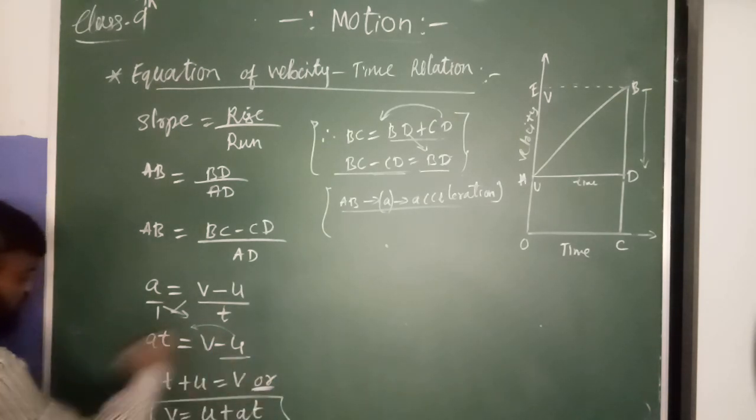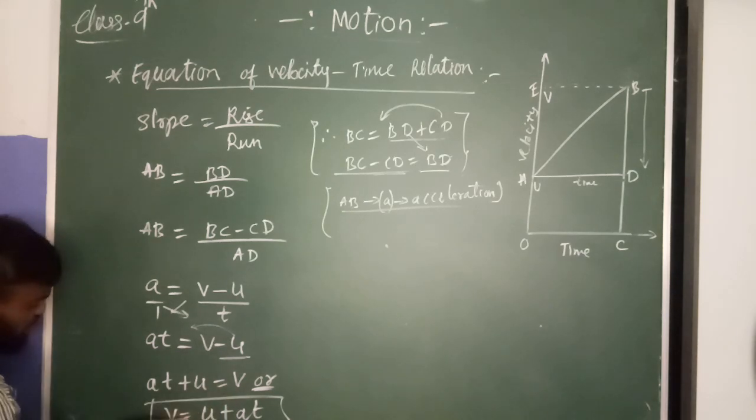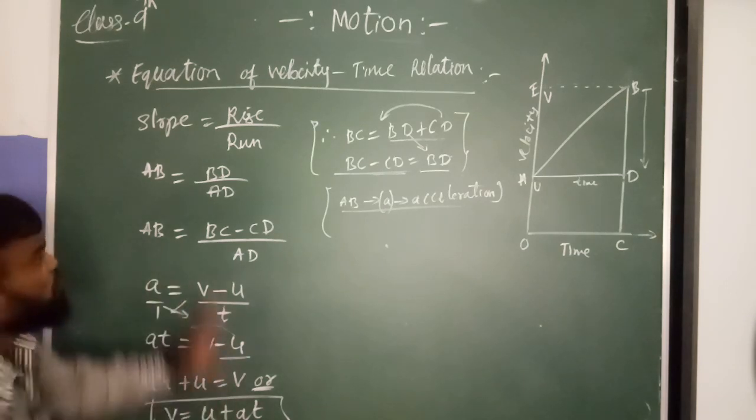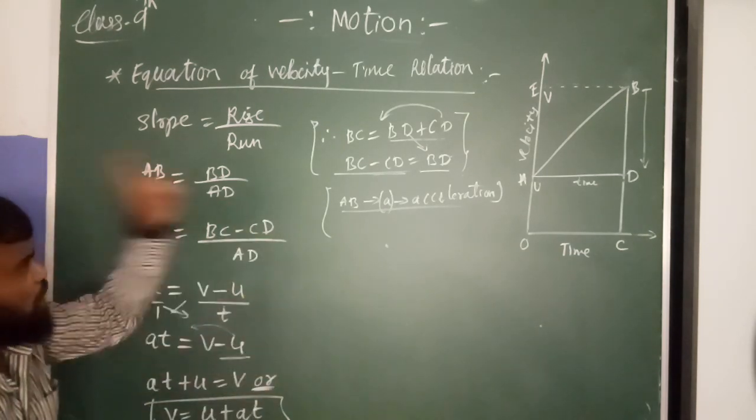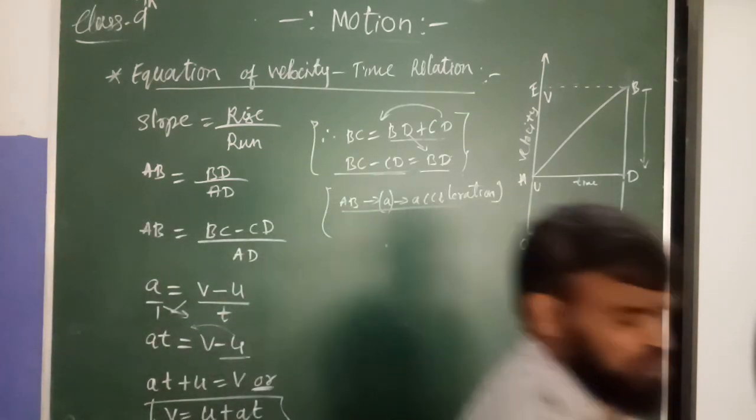Right? And we can rearrange, no problem. V is equal to U plus AT. We have proved the first equation of the velocity-time relation, or velocity-time graph. Understood?